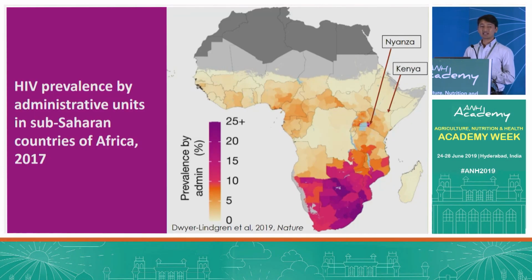So this map shows the HIV prevalence by administrative units in Sub-Saharan African countries. What we see here is that the darker color represents higher HIV prevalence, whereas the lighter color represents lower prevalence. And we see that the high prevalence of HIV is towards the southern part of Sub-Saharan Africa. But when we look at the micro level, what we find is that even within the countries towards the eastern part of Africa, the local or regional provinces also have high prevalence of HIV. As in the case of Kenya and the Nyanza region, we see higher prevalence of HIV in that region.